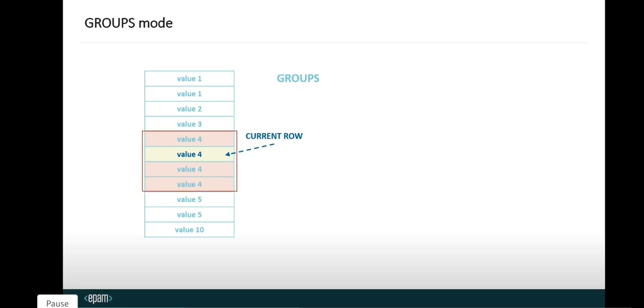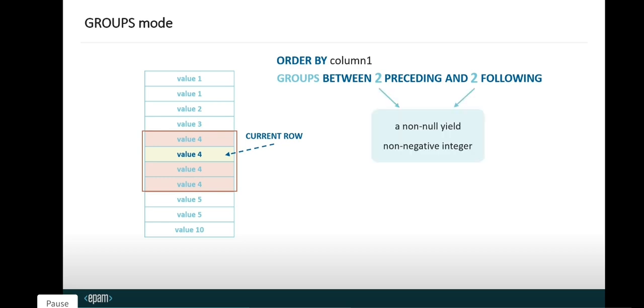In groups mode, the number defines the shift with which the beginning of the frame is positioned before the group of rows related to the current one and the end after that group. Groups of related rows are rows that are considered equal according to order by, which is mandatory to use groups mode. The offset must also be set to a non-negative integer, other than null.